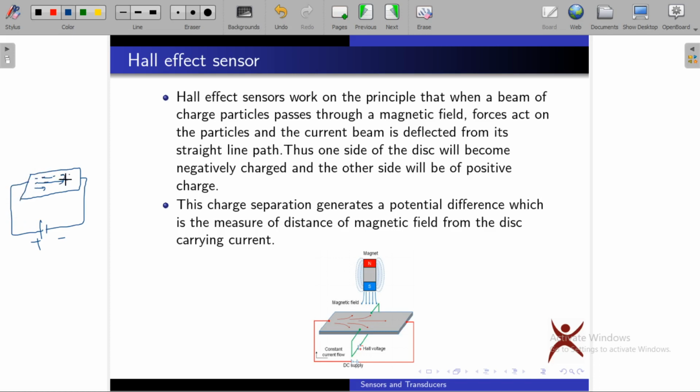You are not using any magnetic field over here. Just you are applying some voltage, then charged particles will be passing through this circuit, and these charged particles will follow a straight line path.